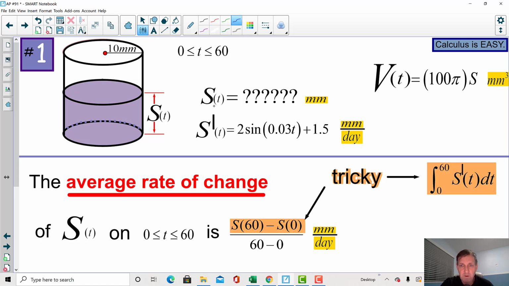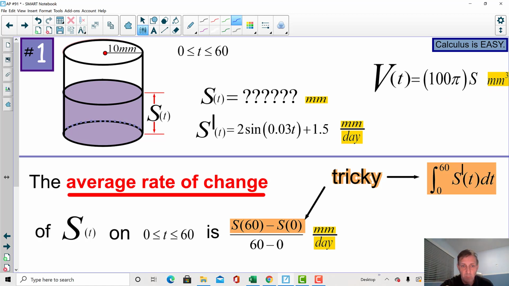We had to figure out what the volume was. We have a cylinder where the radius is always 10. So we know the area of the base is going to be pi r squared, but r is always 10. So that gives us 100 pi. That's just the base. And then the height is some function s that we have no idea what it is. So we're just going to put an s there. And so this is the volume of the water inside the cylinder at any time t. You'll notice that the units are millimeters cubed.